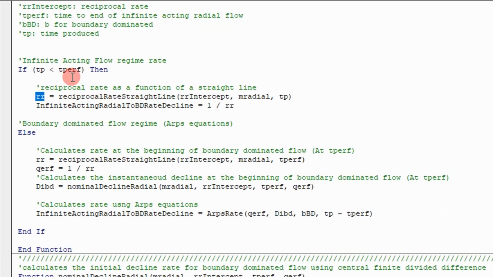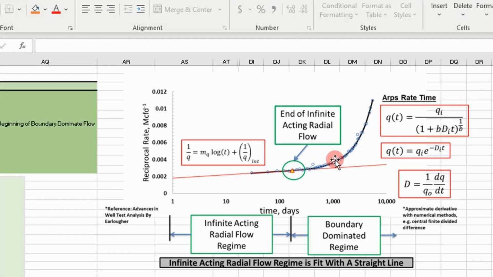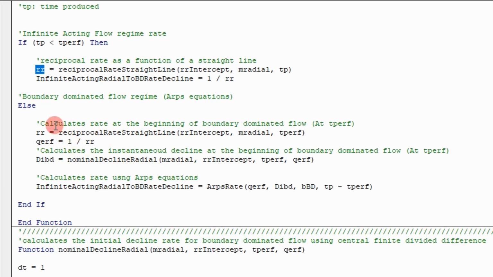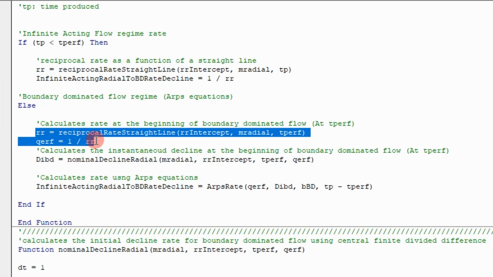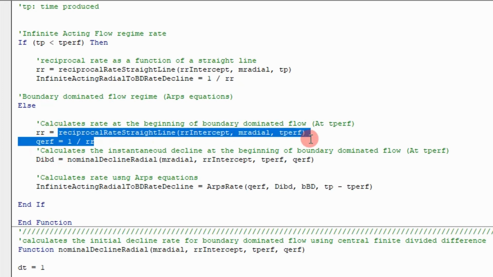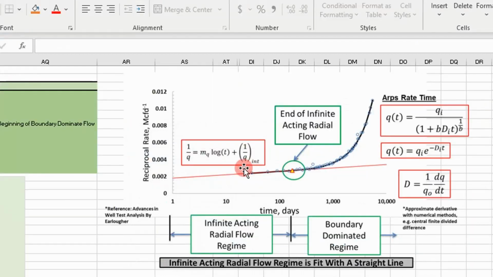If we're greater than the time produced to the end of radial flow, we're in the boundary dominated region shown here. If we're greater than this triangle, we're in Arps. And so recall that we have to calculate the initial decline at the end of radial flow. So what I'm doing here is calculating the initial rate at the end of radial flow, and this is coming from our straight line. It's just the rate at this point. Pretty intuitive.